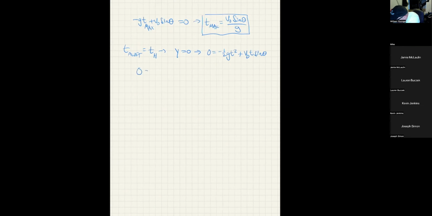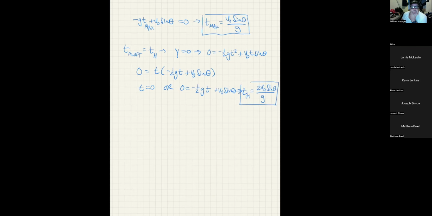This isn't as bad to solve as you might think. I can factor out a common factor of t, and I get t times negative 1/2 gt plus v0 sine theta. This means t equals 0, and that's what you expect, right? If you fired it at t equals 0, then clearly it's going to have 0 height at t equals 0. The other one happens by setting this other factor equal to 0. So 0 equals negative 1/2 gt plus v0 sine theta, which I think you can see t hang time is in fact going to equal 2 v0 sine theta over g, which is exactly what I think Jamie predicted. Isn't that awesome?